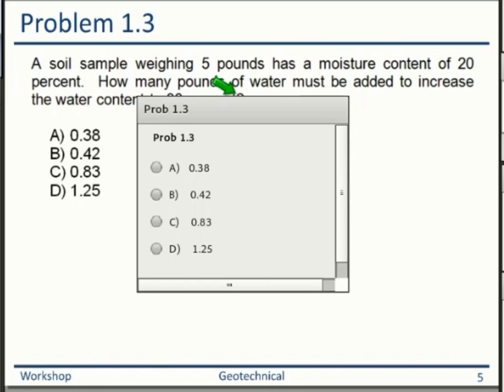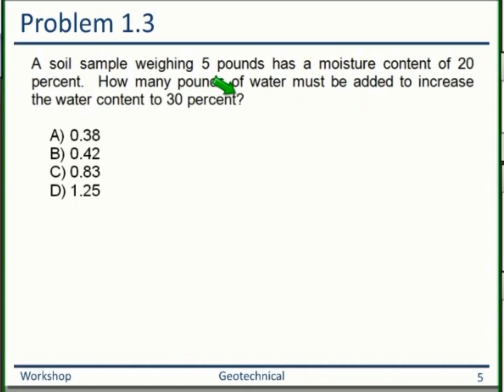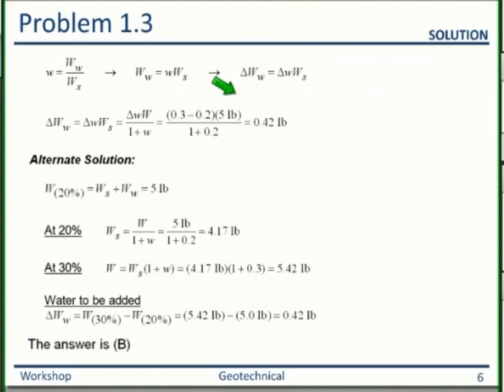Okay, the majority I see is going for B. Again, the moisture content is weight of water divided by weight of soil solid, and the weight of soil solid will remain constant because what is changing is the amount of water. A change in the amount of water will give you the change in moisture content. Any change in the amount of water will change the moisture content.